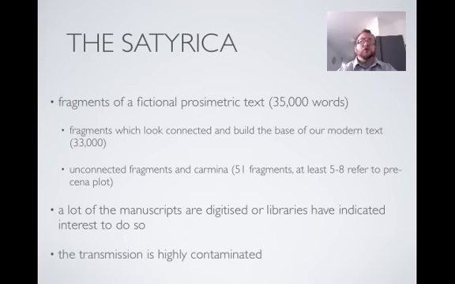The transmission is highly contaminated, and this means that the manuscripts influenced each other, especially in the 15th and 16th century. The problem with that is that the influences are not clearly marked, so we don't know where they are actually coming from. So this was a lot of wordy, verbose information.